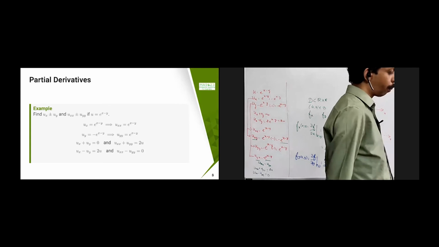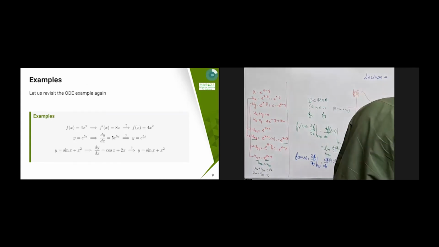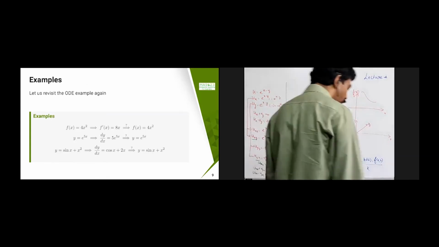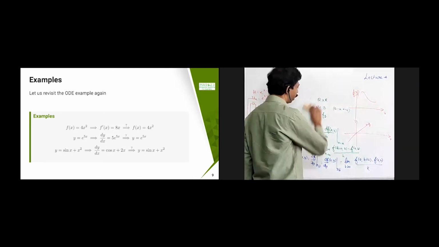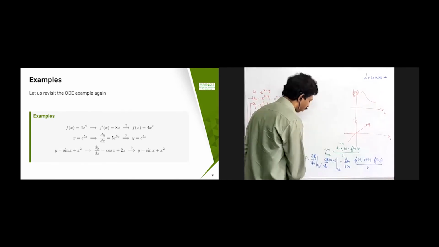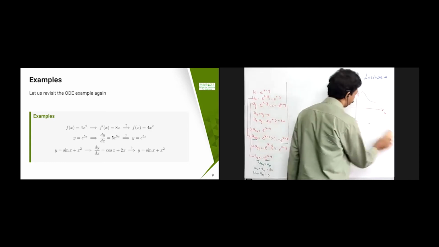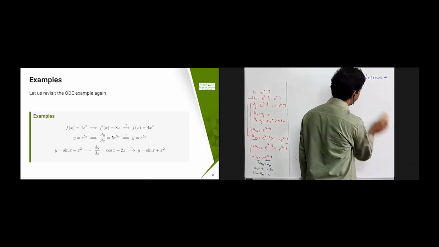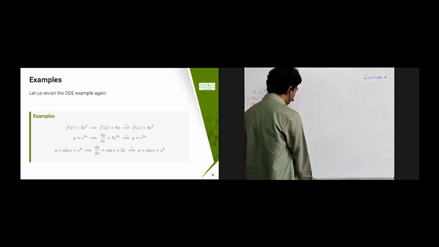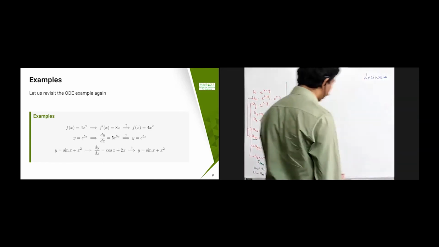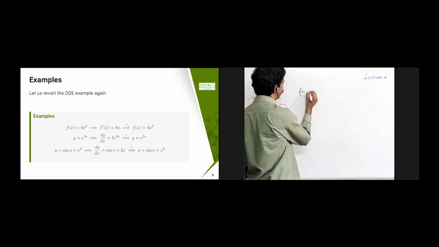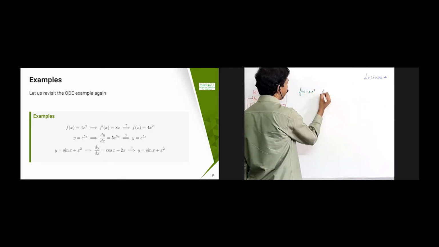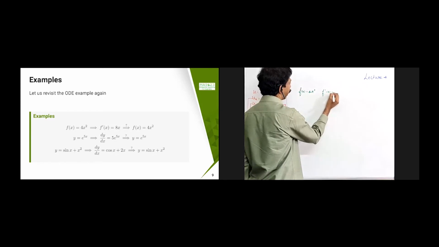Then we have a question again. Once we dealt with derivatives, we have seen some examples. The example was f of x equal to 4x square. Then we defined what is f dash of x. f dash of x was 8x. Now suppose f of x is 4x square, then what is f dash of x? f dash of x is nothing but 8x.